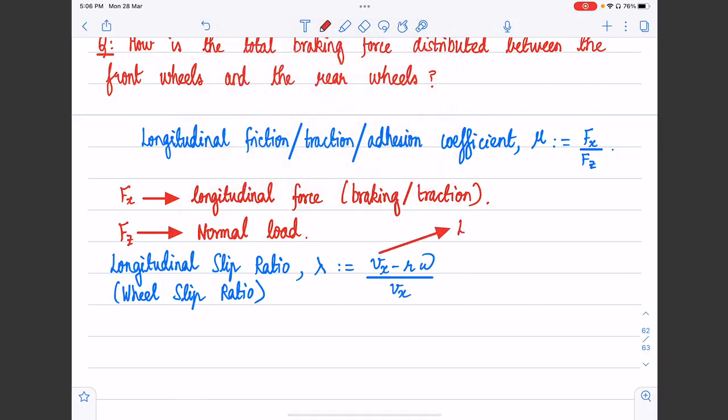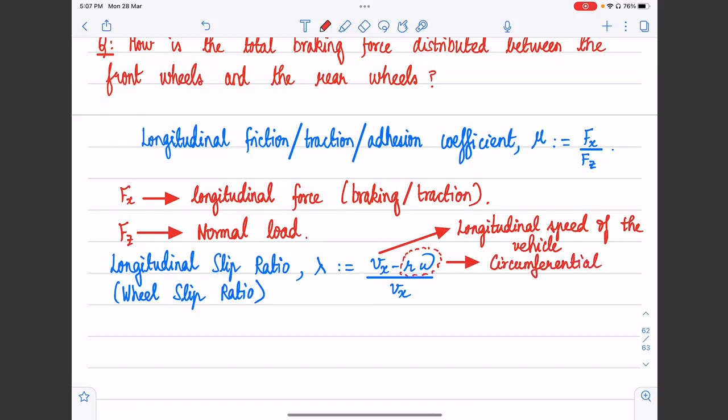Let me write down what it means. Vx is the longitudinal vehicle speed, and R omega is the circumferential speed of the wheel. If omega is the angular speed of rotation of the wheel and R is the wheel radius, then R omega is the circumferential wheel speed.